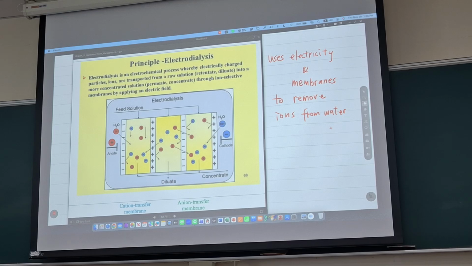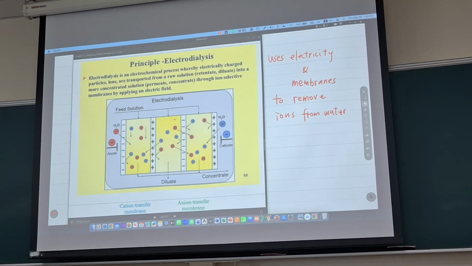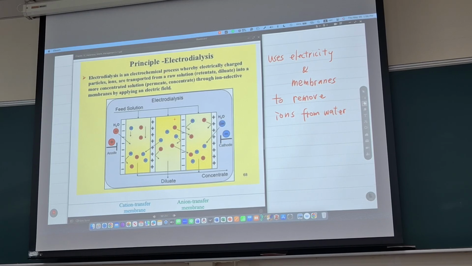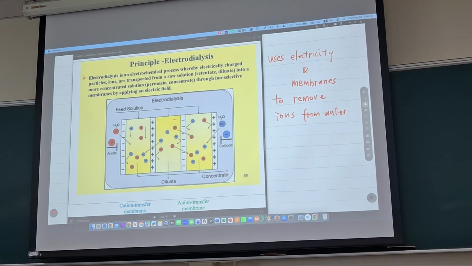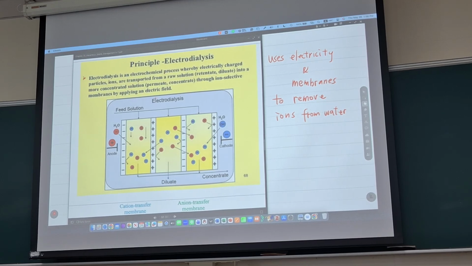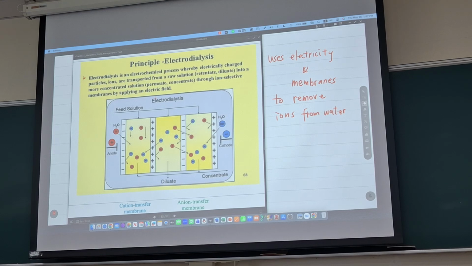Okay, write this one down. I simplify this whole definition to the easy one. So what is electrodialysis? It's a process that uses electricity and also membranes to remove ions from water.